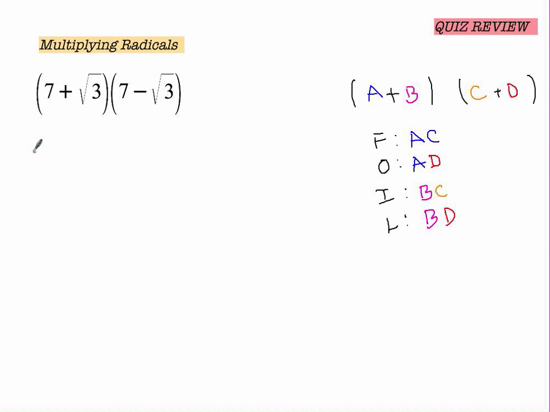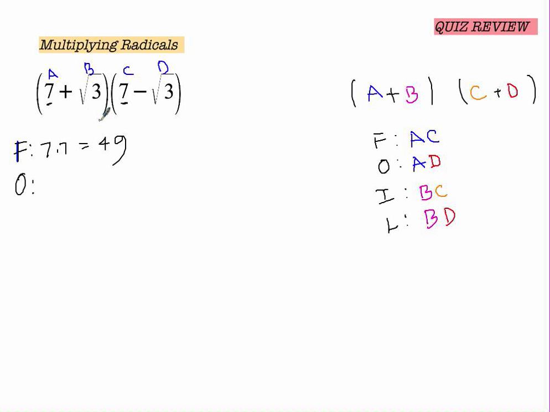So we'll do it right here in the same exact way. Here we go. This is A, this is B, this is C, and this is D. Just be careful with the sign. If we have positive and negative, we'll handle it when we multiply. So let's do F. First terms, A times C, 7 times 7. That's 49. Good.